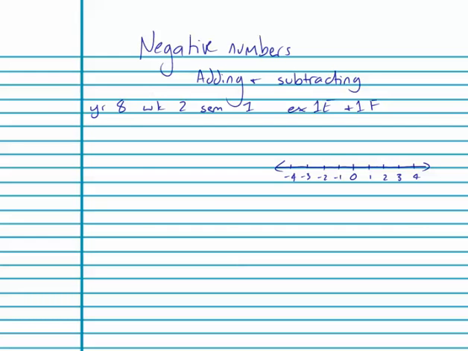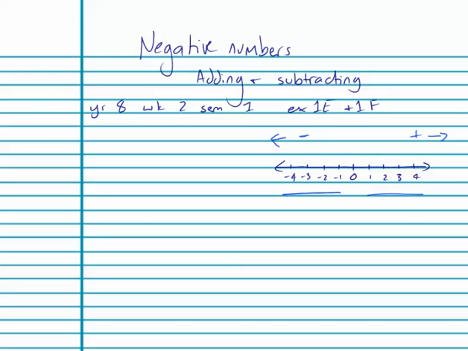When we're adding and subtracting negative numbers, if we're adding, we're getting a bigger number. If we're subtracting, we're getting a smaller number. It can be really useful to picture negative numbers on a number line. So I've got a number line here. You see that negative numbers are smaller than 0, positive numbers are bigger than 0.